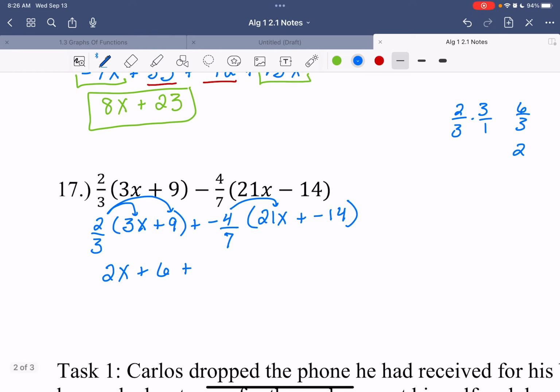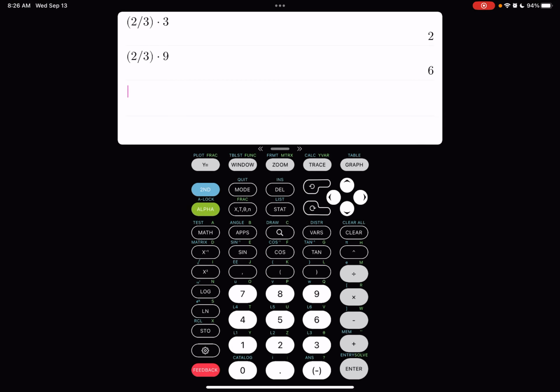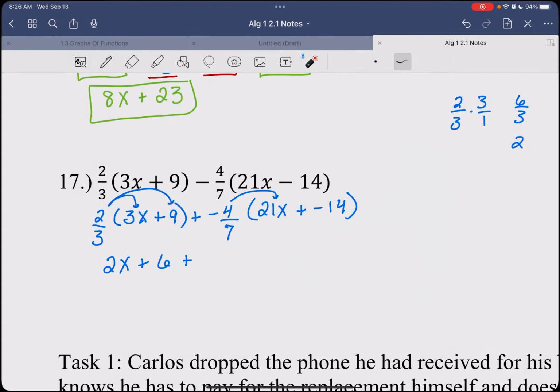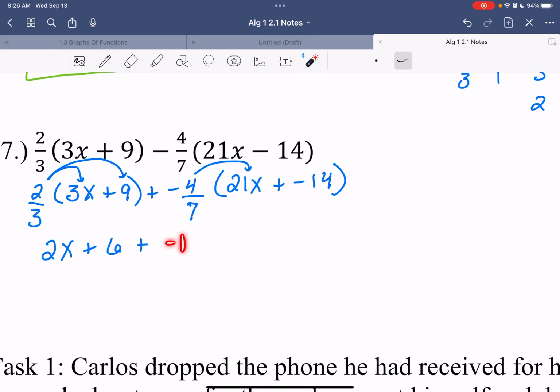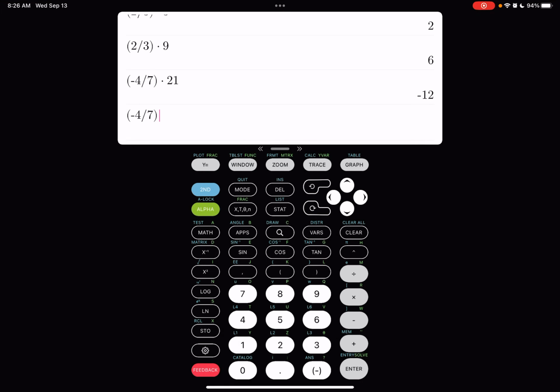distribute, because again, I can't add these in here. One's got an x on it. Negative 4/7 times 21. Okay, negative 4/7 times 21. And again, with the graphing calculator, I don't need to clear out the previous stuff. I can just go ahead and leave it up there. Negative 12. So negative 12x. And then take negative 4/7 times negative 14. Negative 4/7 times negative 14 is 8.